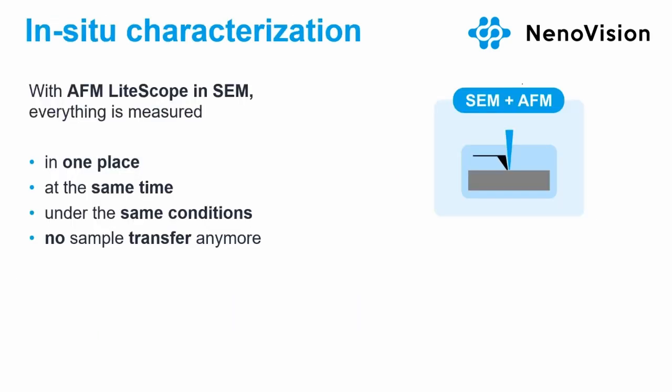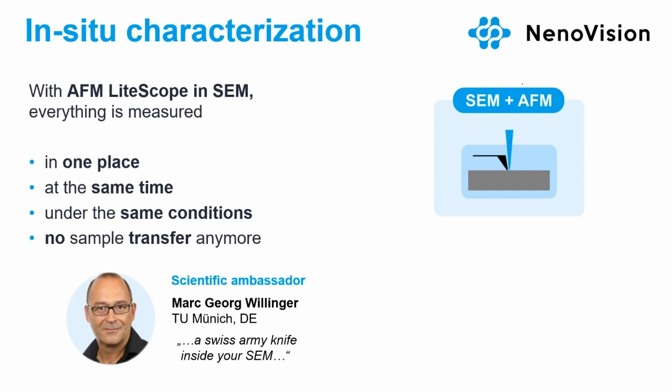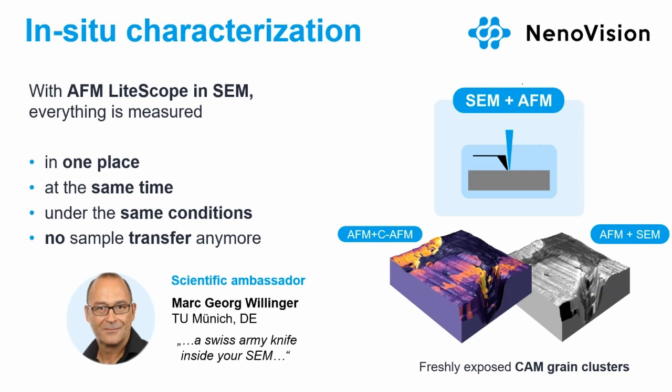If I show some examples of how we understand, for example, in-situ characterization, the meaning is that together with the AFM and SEM, we measure everything in one place at the same time, at the same conditions, without any need for sample transfer or possible contamination, etc. Our scientific ambassador, Marc Willinger, says, your LiteScope is like a Swiss Army knife inside your SEM. So this is what we are very happy to see. And I can show you one example. What you are looking at is a cathode active material for battery research, extremely sensitive materials.